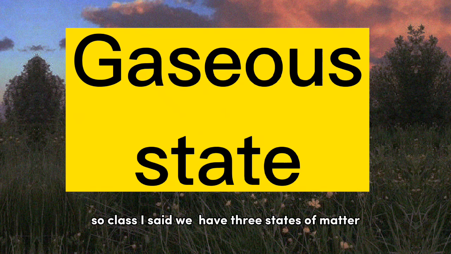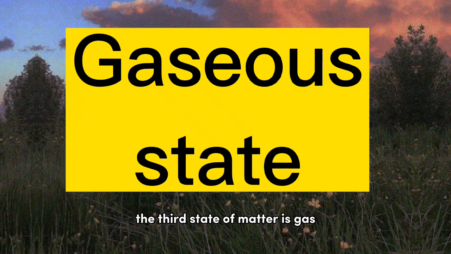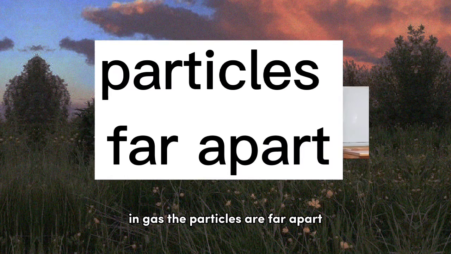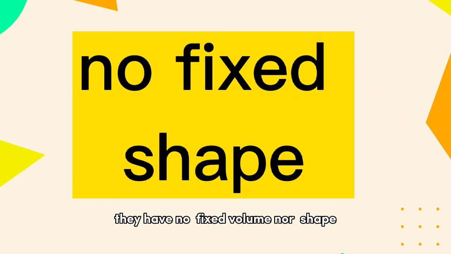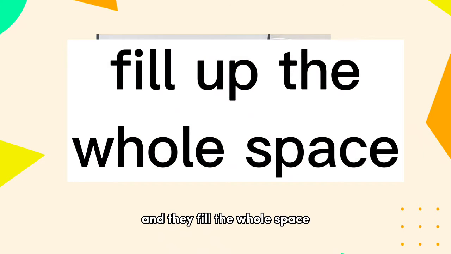So class, I had said you have three states of matter. The third state of matter is gas. In gas, the particles are far apart, and it is not rigid. The particles are not rigid. They have no fixed volume nor shape, and they fill the whole space.